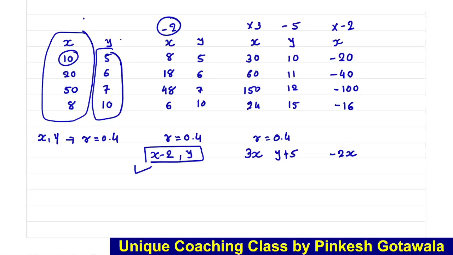Okay, and in y I just subtract 1. y માં મેં શું કર્યું, just minus 1 કર્યું. So 5 minus 1 is 4, 6 minus 1 is 5, 7 minus 1 is 6 and 10 minus 1 is 9. Okay, y ની બધી વેલ્યુમાં મેં શું કર્યું, 5 less કર્યા. Let's take 5 less. So here 0, here 1, here 2 and here 5. So I multiply x with minus 2, and from y I subtract 5.